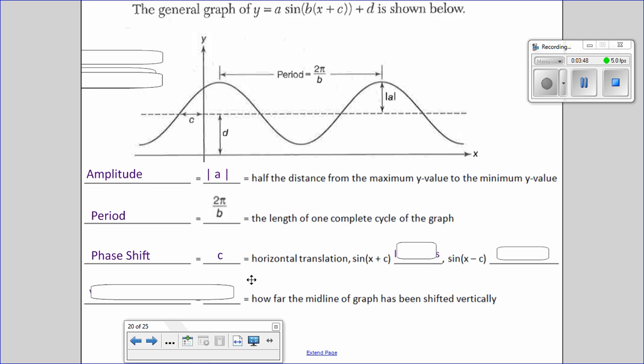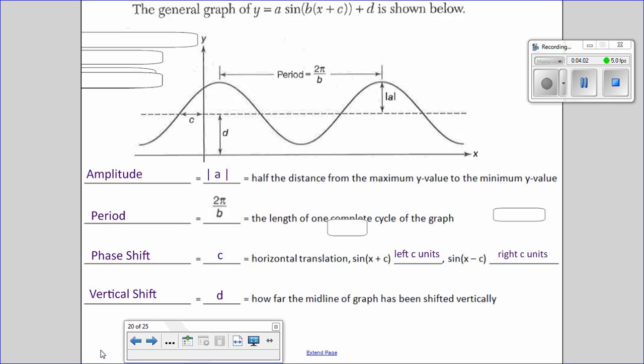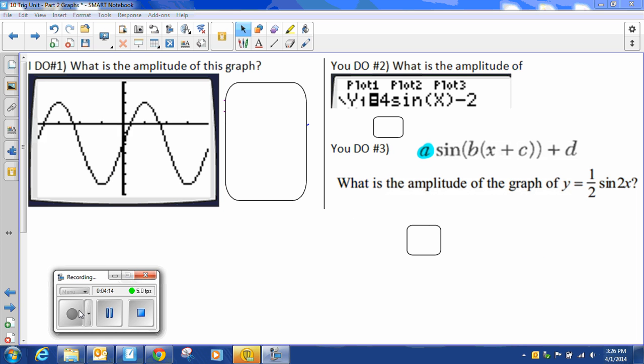Phase shift is just a fancy word for a horizontal shift or horizontal translation. If it's positive, you go to the left c units. If it's negative, you go to the right c units. And finally, we have vertical shift, which you are used to. It raises the entire graph up d units or down d units, depending on if it's positive or negative. So let's take a look to see how these questions may be asked on the Regents.